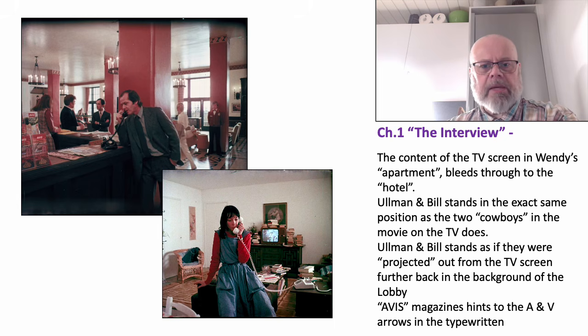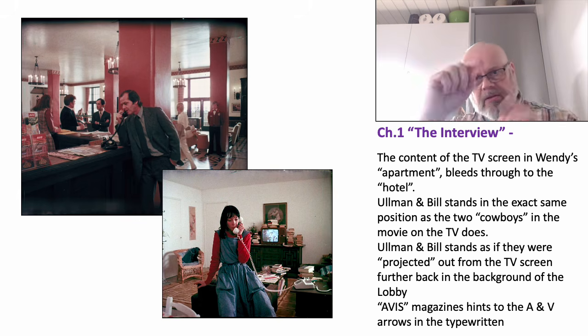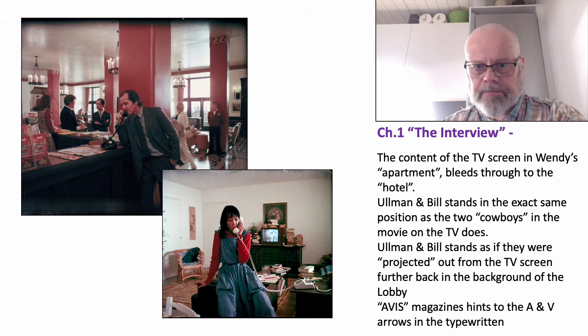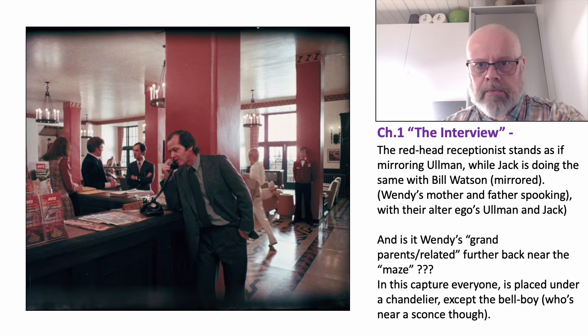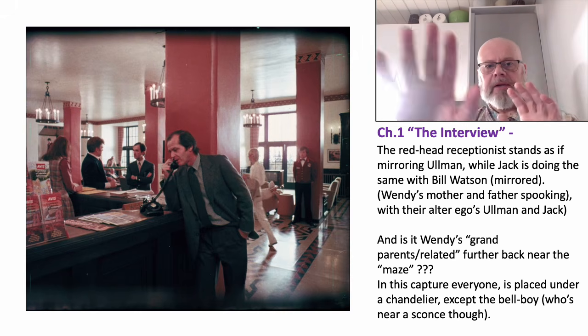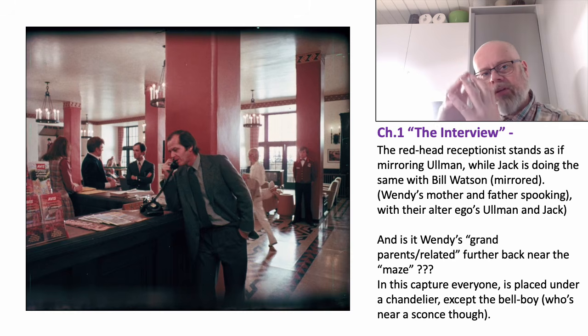Avis magazine maybe hints to A and V, Avis, the A and the V in the typewritten pages I mentioned earlier with all work and no play, right? The red-headed receptionist stands as if mirroring Ullman. So she stands behind Ullman, or Ullman is a sort of placeholder for the red-headed receptionist, which might be a placeholder for Wendy's mother, right?